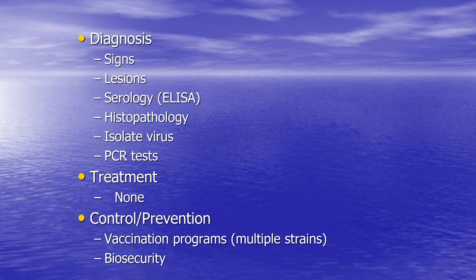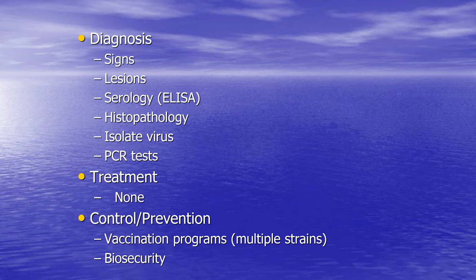Diagnosis: signs and lesions, serologic testing such as the ELISA test, histopathology, isolation of the virus, and there are PCR tests. There are lots of tests available to diagnose this disease. There is no treatment. Again, just trying to keep the birds comfortable. Control and prevention: vaccination programs.